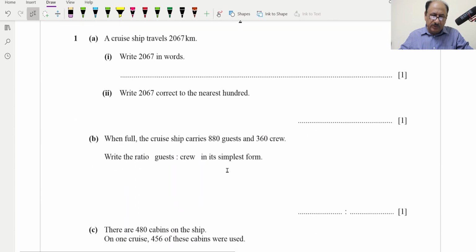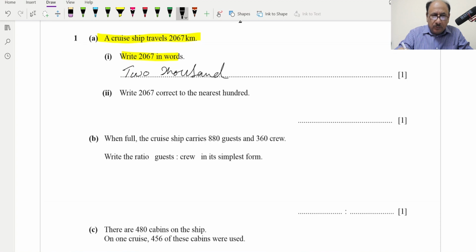Question 1, A part says a cruise ship travels 2067 kilometers. Write this in words. So we have to write 2000 and 67.